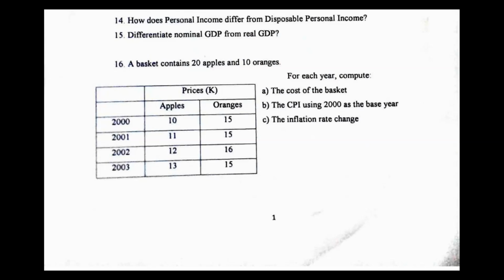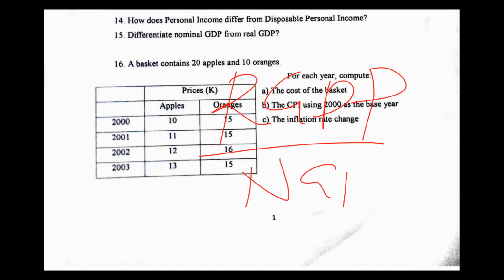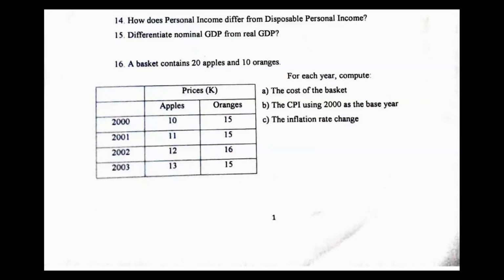So it is actually the nominal GDP divided by the real GDP. Now listen, how do you get the real GDP? You are just multiplying the quantities times the prices of the base year. Then the nominal GDP is the quantity times the prices of that very year.